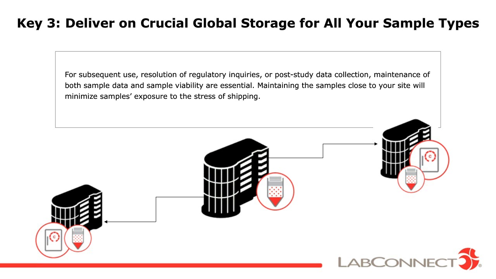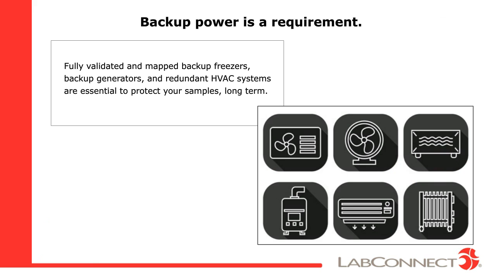When considering your biostorage accommodations, you will want to evaluate the following. Are the freezers fully validated and mapped? Are there backup generators? Is there redundancy in HVAC systems to protect your samples long term? Liz, it's a really good point to have the backup freezers proactively mapped. According to Murphy's Law, freezers tend to go down in the middle of the night with the primary point of contact out of office. So a clear plan will really help in that type of situation.